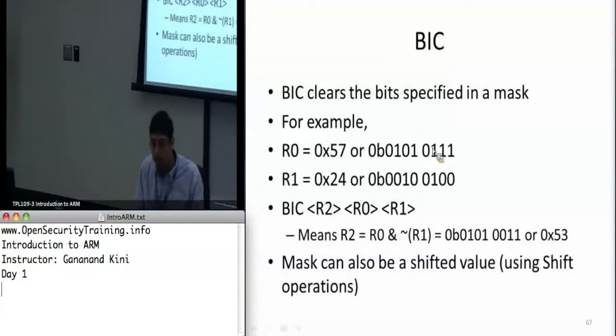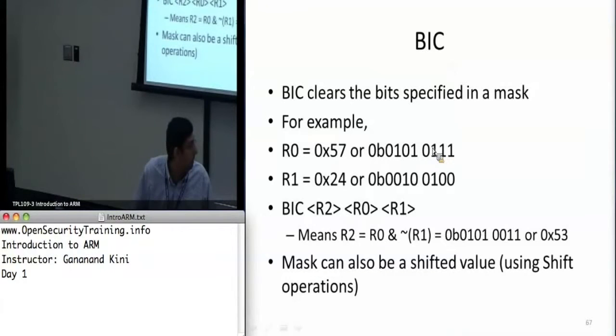So, bitwise clear. Here, again, as I had mentioned earlier, it takes the bits that have been set to 1 and clears them. So what it's doing essentially is taking the ones complement of the one operand and then ANDing it with the second operand register and storing the result into the destination.